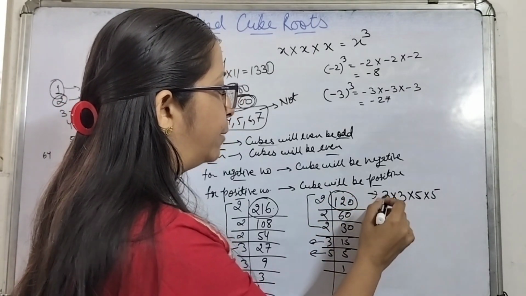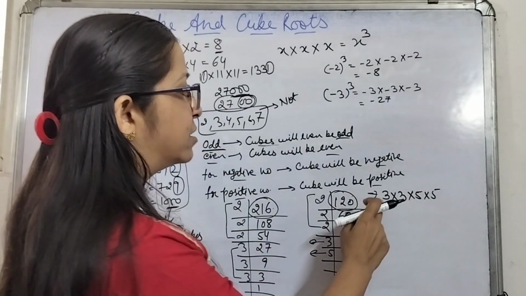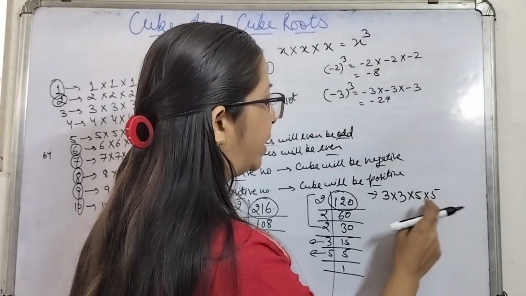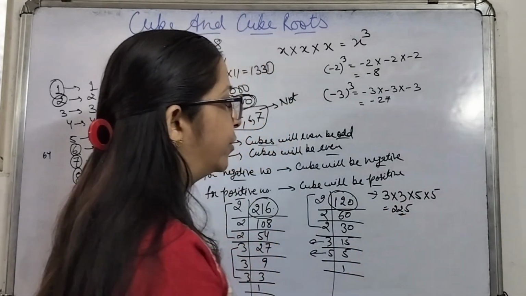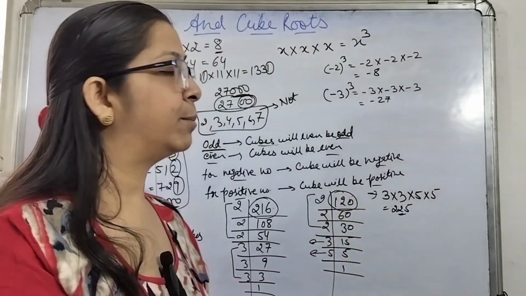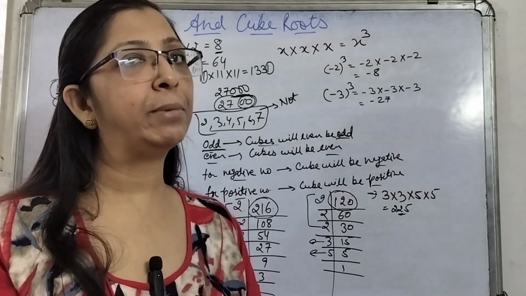It should be multiplied by 3 times 3 times 5 times 5. That is, 3 3s are 9 and 5 5s are 25. So 25 into 9 will be 225. If we multiply 120 by 225, it will become a perfect cube. This is the case when we are saying it is to be multiplied.